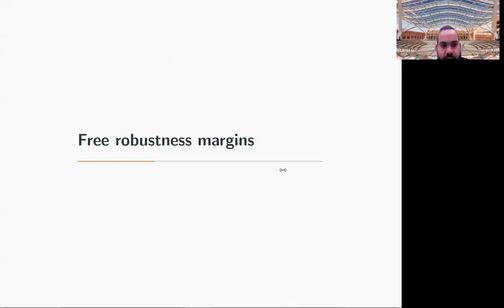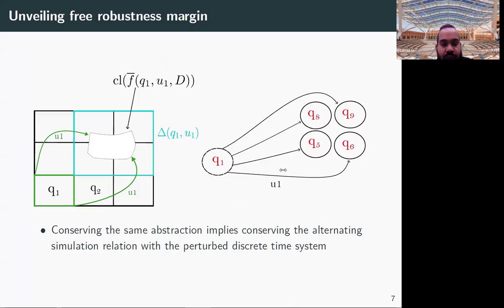So now I will explain the main idea of the paper and how we got the idea. Let's consider this simple setup where we have this, our discrete state space. The first thing is that for this discrete state Q1, we calculate the reachable set. The reachable set is this white region, which I call here the closure of F bar. F bar is some sort of over approximation of F.